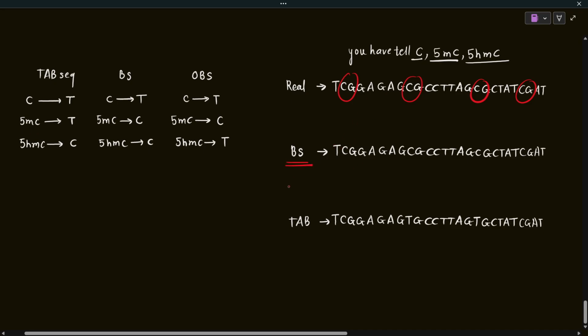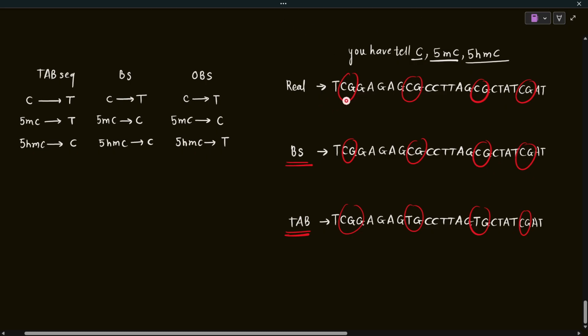This is the bisulfite sequence, meaning the result that you get after bisulfite sequencing, and this is the result of TAB sequencing. So this is the CpG dinucleotide here. This is the second one, this is the third one, and this is the fourth one. So here this should be the CpG dinucleotide, here this should be the one, here this is the CpG dinucleotide, and here this should be the one. Now you have to check, by doing bisulfite sequencing or TAB sequencing, which cytosine gets deaminated and which does not. Okay, so let's see.